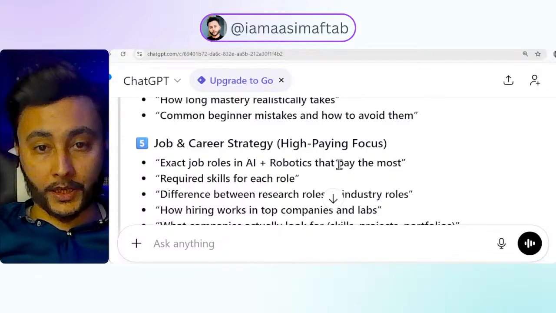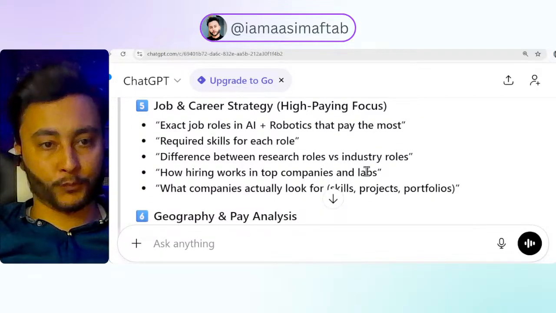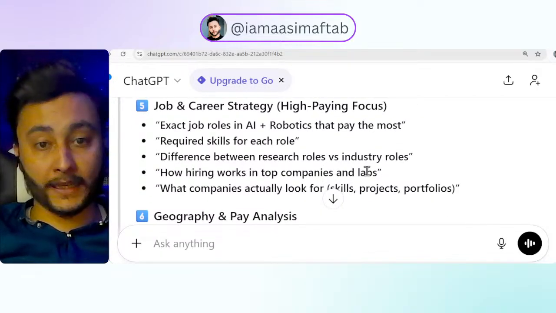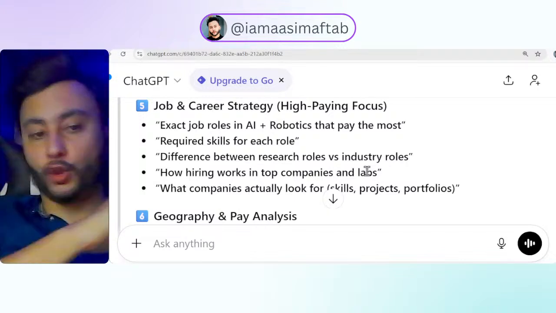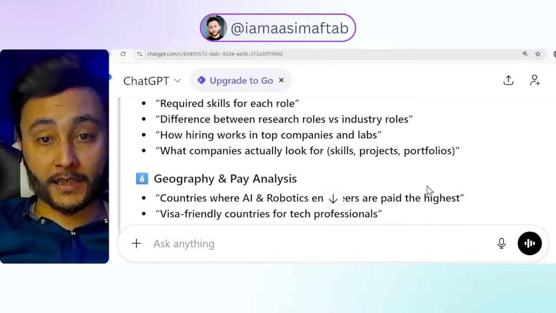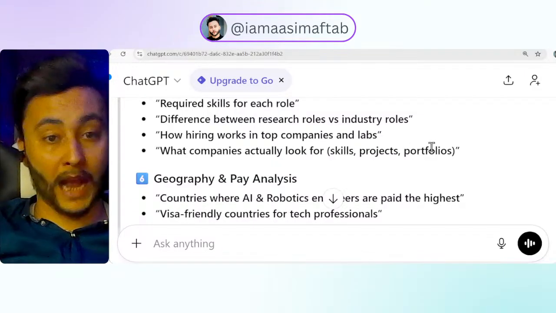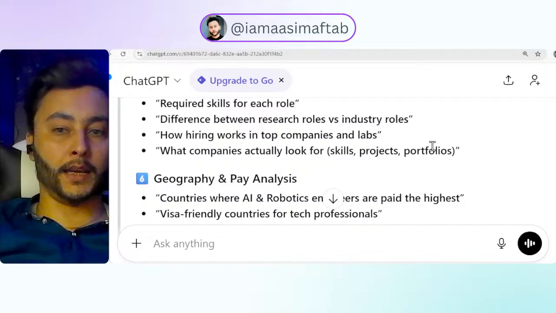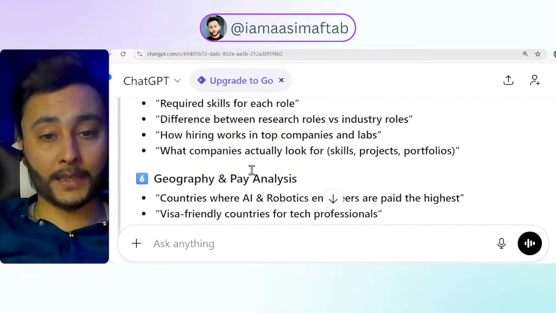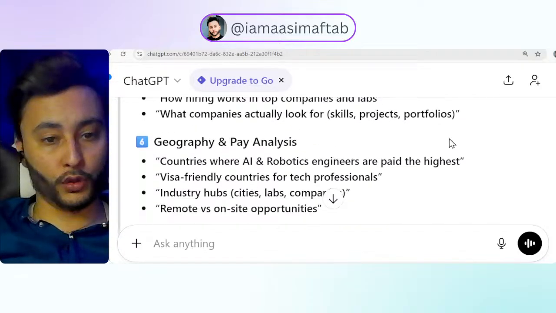Job and career strategy, high paying focus. Exact job roles in AI plus robotics that pay the most. Required skills for each role. Difference between research roles versus industry roles. How hiring works in top companies and labs. How beautiful this prompt is, guys. What companies actually look for: skills, project portfolios.